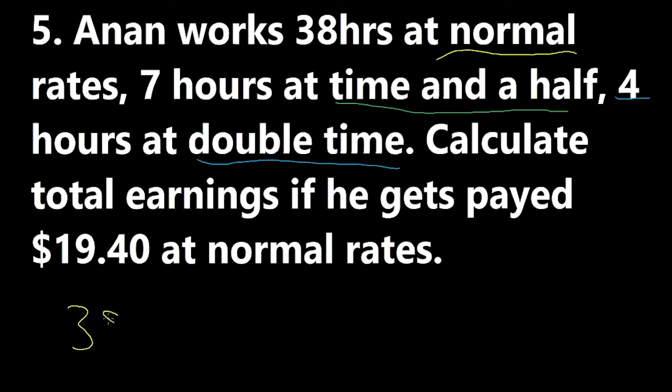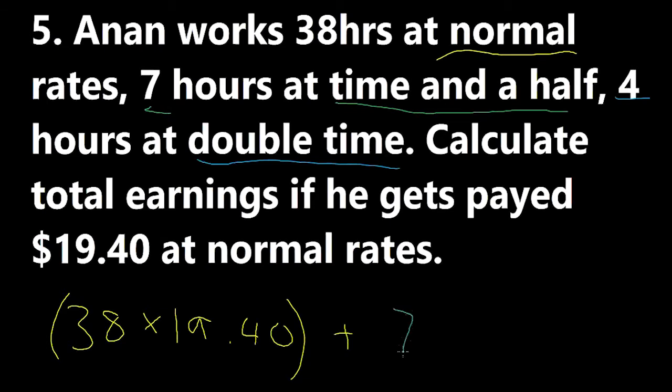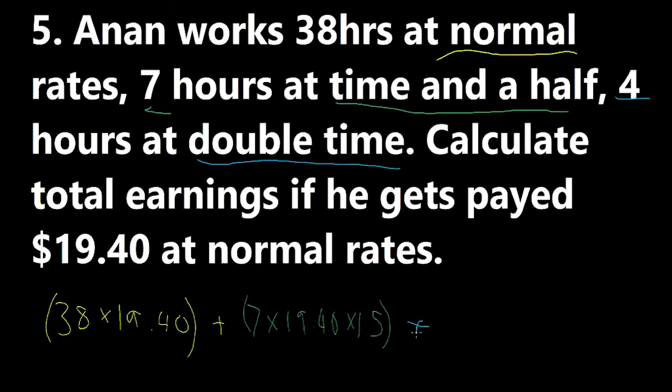He's working 38 hours. So per hour he gets paid $19.40. So 38 lots of $19.40 wages. Plus he's doing 7 hours at 1.5 times his normal wage. So 7 times $19.40 times 1.5. And then he's also doing 4 hours at double time. So 4 lots of his wage of $19.40 times 2, because he's doing double time.